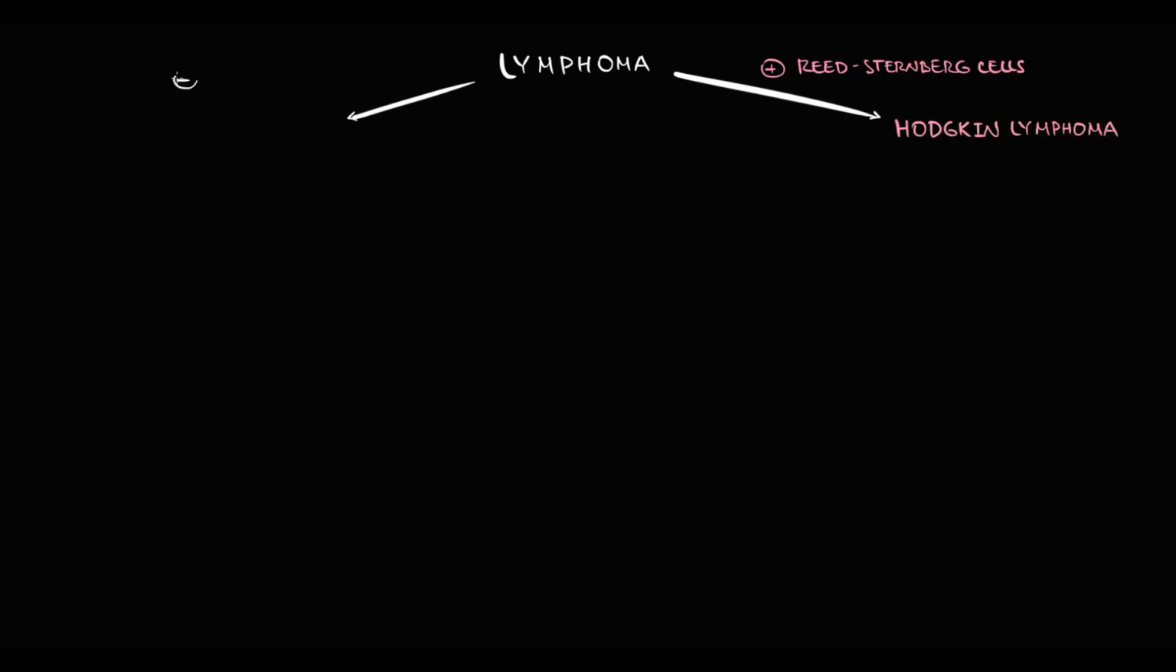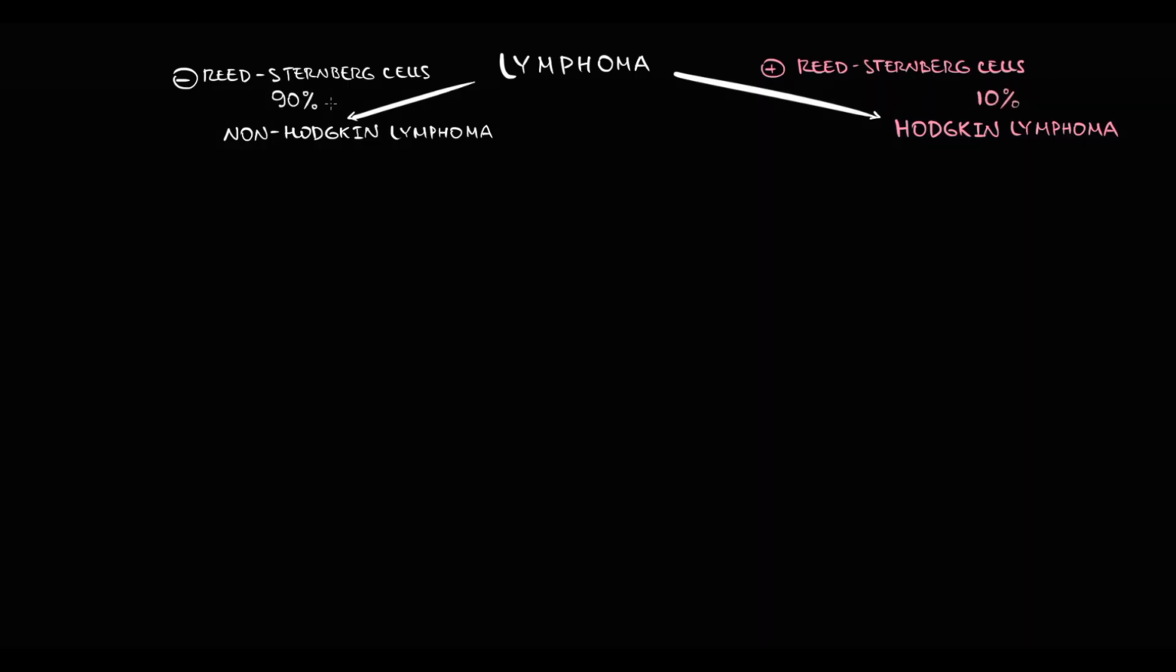All lymphomas split into two buckets, Hodgkin and non-Hodgkin. We divide them based on the presence of Reed-Sternberg cells. Hodgkin lymphoma is positive for Reed-Sternberg cells. All other lymphomas that do not have Reed-Sternberg cells are called non-Hodgkin lymphoma. So, as you may guess, non-Hodgkin lymphomas are far more common.